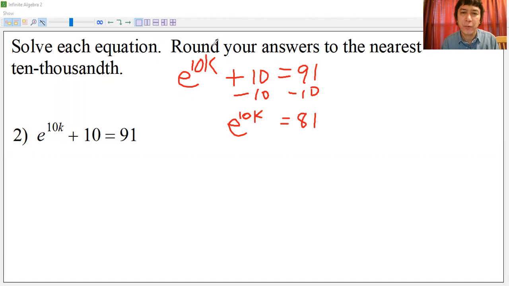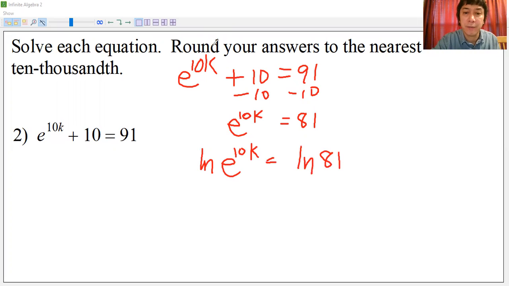All right, and so we apply now the natural logarithm to both sides: natural logarithm of e to the 10k and natural logarithm of 81. And so the left side becomes just 10k. The ln and the e cancel each other; they are inverses of each other. So the left side is 10k, and this is equal to ln of 81. One more step is division. Divide both sides by the numerical coefficient of the variable, so we will divide by 10.